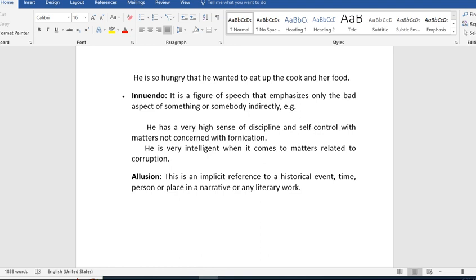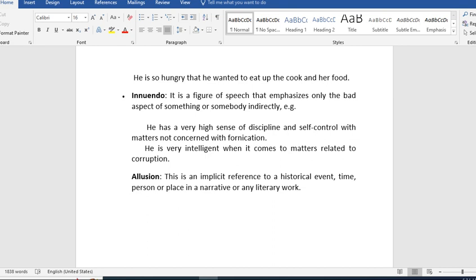We also have innuendo. It is a figure of speech that emphasizes only the bad aspect of something or somebody indirectly. Let's look at the examples. He has a very high sense of discipline and self-control with matters not concerned with fornication. Let's look at that expression very well.